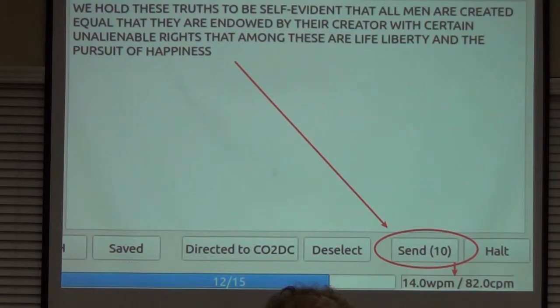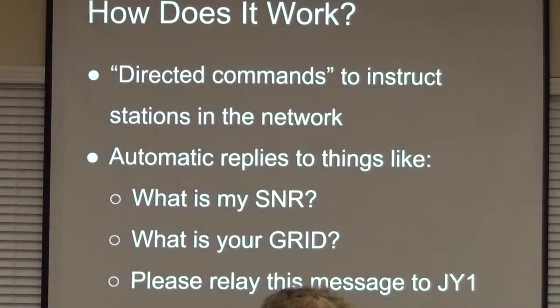As you're typing in your message, you can see how fast it's going to transmit. Because of the way it compresses text, it doesn't transmit at a constant 14 words per minute. It can vary based on what you actually typed in. I have sent frames at 24 words per minute, and it consists of a few words that are really easily compressed inside of JS8. On top of that, you have these really cool directed commands.